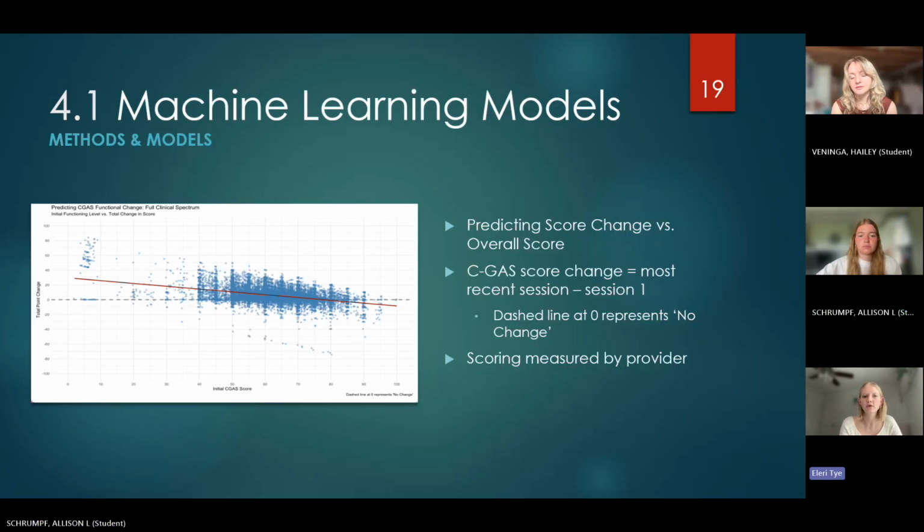And then going forward, we also looked at the CGAS score. So again, that's also the most recent session minus the first session. It is the exact same as the ORS, except it is just different graphing. So instead of 0 to 40, it's 0 to 100. There is a noticeable line at 0. So that dashed line there just represents that there was no change.